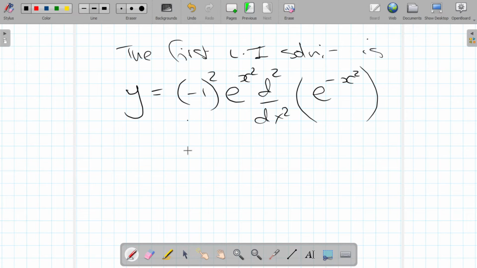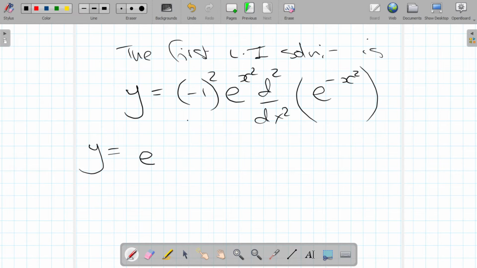So to work this out as a Hermite polynomial, we have to calculate the second derivative of e to the minus x squared. I'm going to do this in stages. You might know how to do it straight off, and if you can, that's great, and you can skip forward in the video. But for those who aren't sure what to do here, I shall quickly take you through that. So we've got y equals minus 1 all squared e to the x squared times the second derivative of e to the minus x squared. Well, minus 1 all squared is just 1.